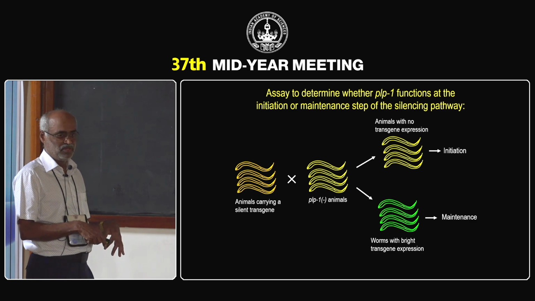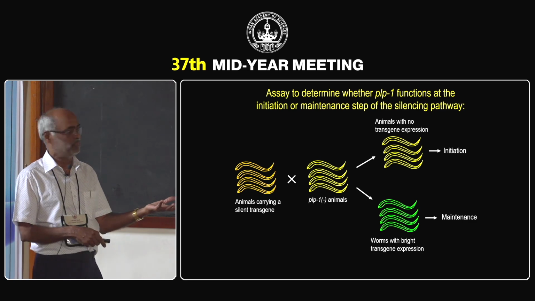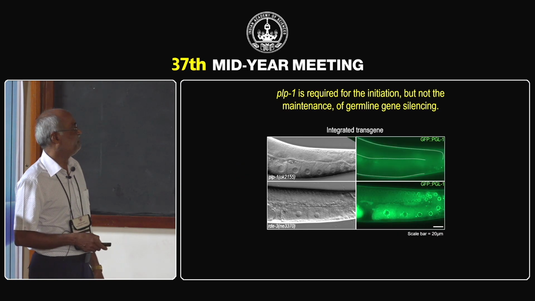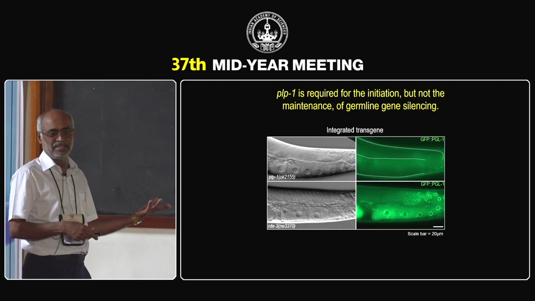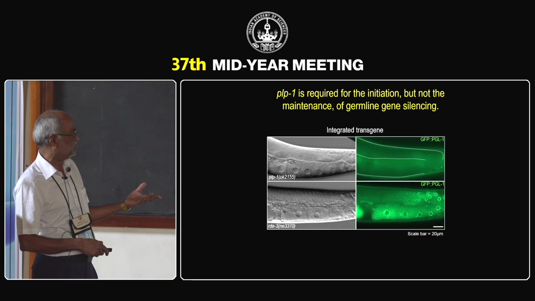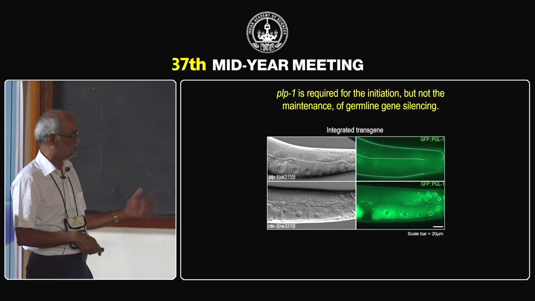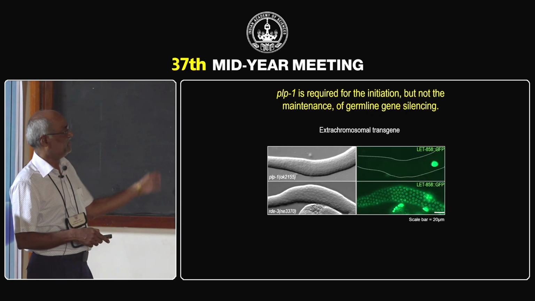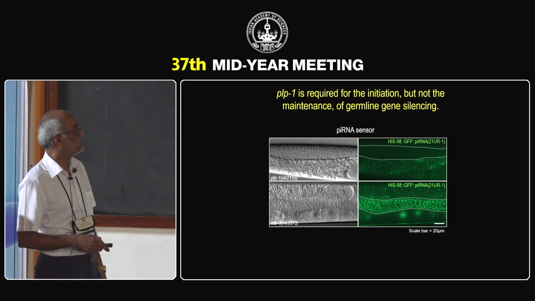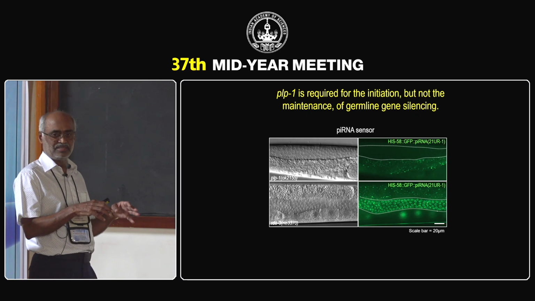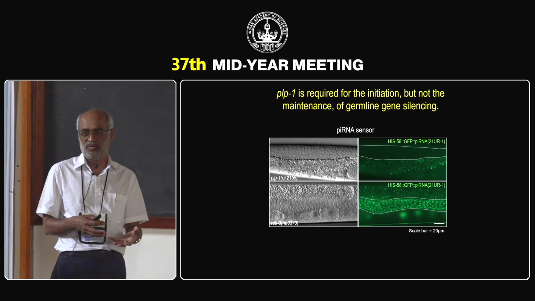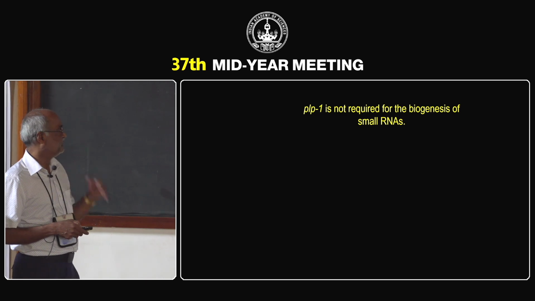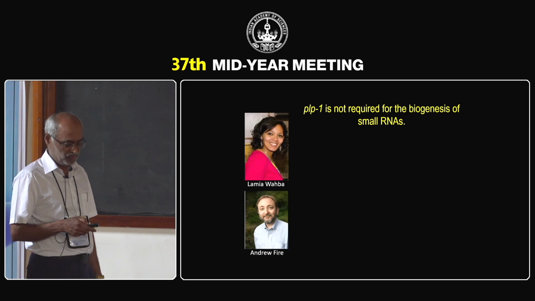If it is required for maintenance, then of course in the absence of it, it should get turned on. So what we found is it doesn't get turned on. So this is a control wherein this mutant, which is required for maintenance, you do see robust expression. We repeated this for all 3 classes, and we found in all cases it's required only for initiation but not for maintenance phase. So this is where we stand.